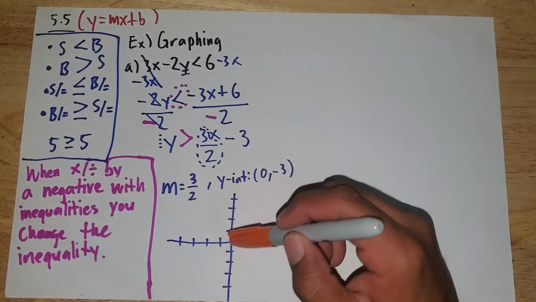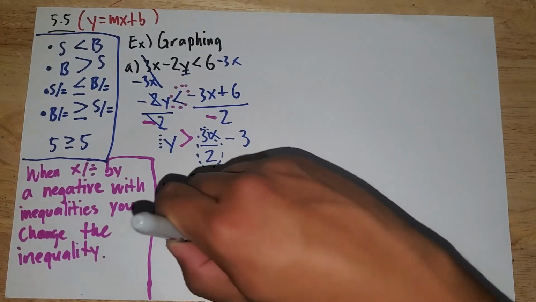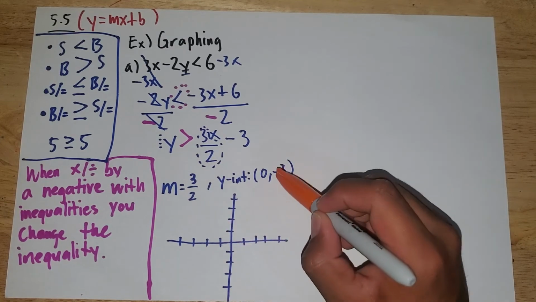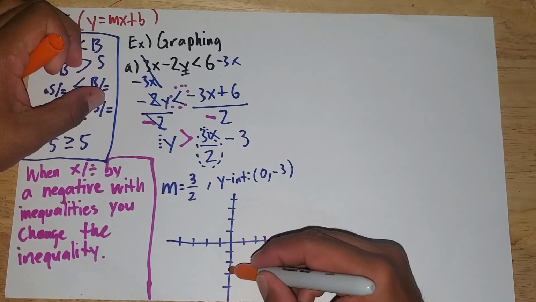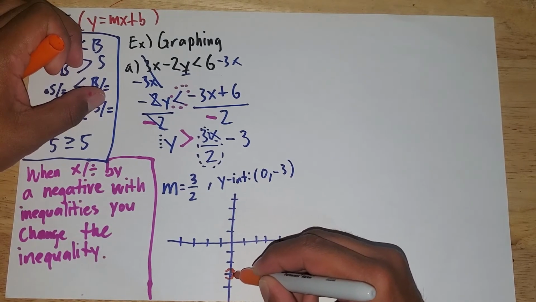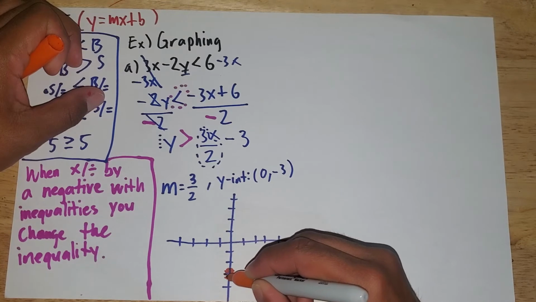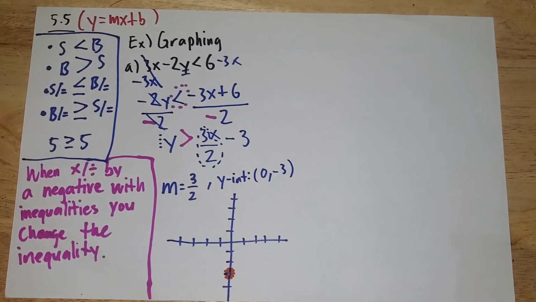So here, I'm going to mark this point. Remember, we always start at the origin, but since our x is 0, I'm not going to move left or right at all. I'm actually going to go down 3. So 1, 2, 3. And this is where my point is. I'm going to shade that in. That's where my y-intercept is. Remember, y-intercepts are points that are on the y-axis.